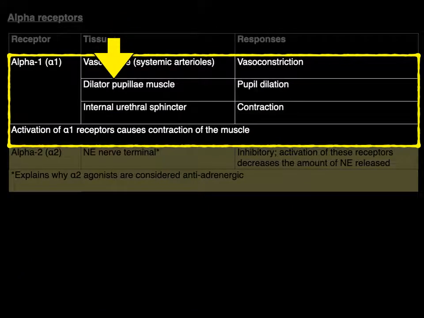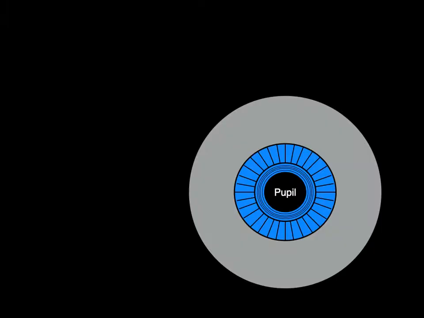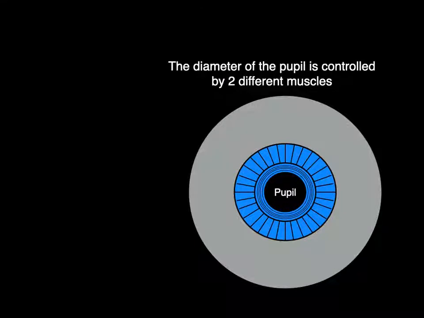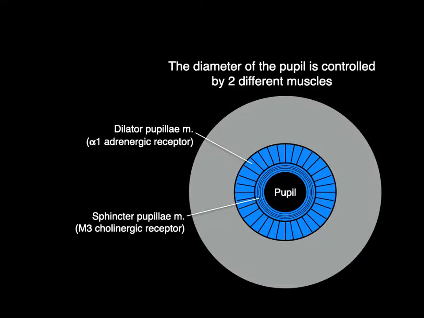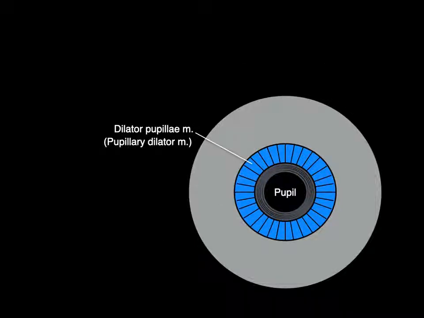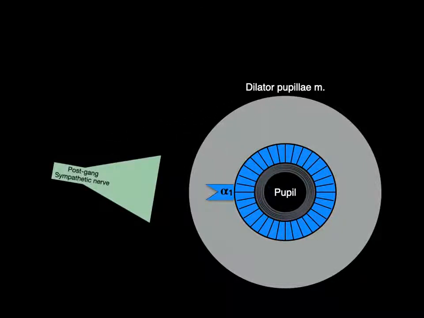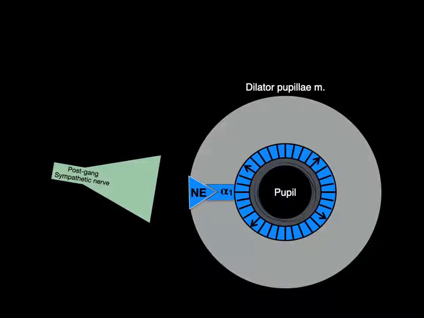Now let's talk about the dilator pupillary muscle. The diameter of the pupil is controlled by two different muscles, the sphincter pupillae muscle and the dilator pupillary muscle, which is also known as the pupillary dilator, iris dilator, or the radial fibers. The alpha 1 receptors on the pupil dilator muscle, when stimulated by norepinephrine, are going to cause pupil dilation, also known as mydriasis.